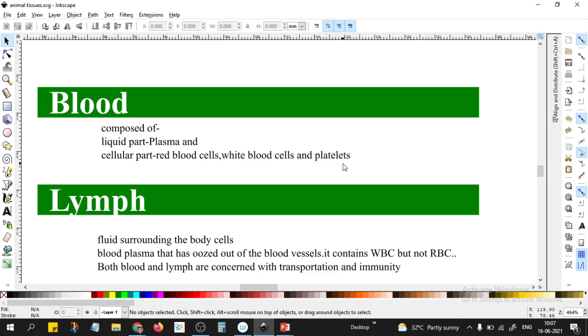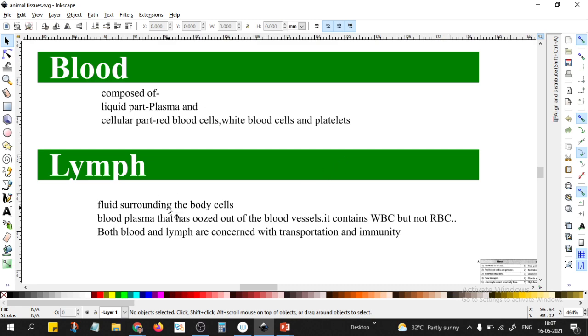So that fluid, the liquid part of the blood, is the plasma, and the cellular part, which has all the cells, WBC, RBC, platelets, is the cellular part. So these two components are there in the blood. In the lymph, there are the WBC, but there is no RBC. So you can imagine how much RBCs are going in the lymph system, the lymphatic system, and the general immunity of a person.